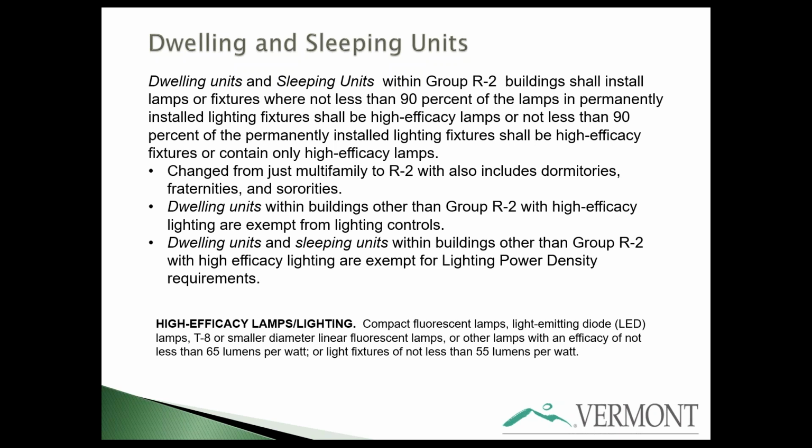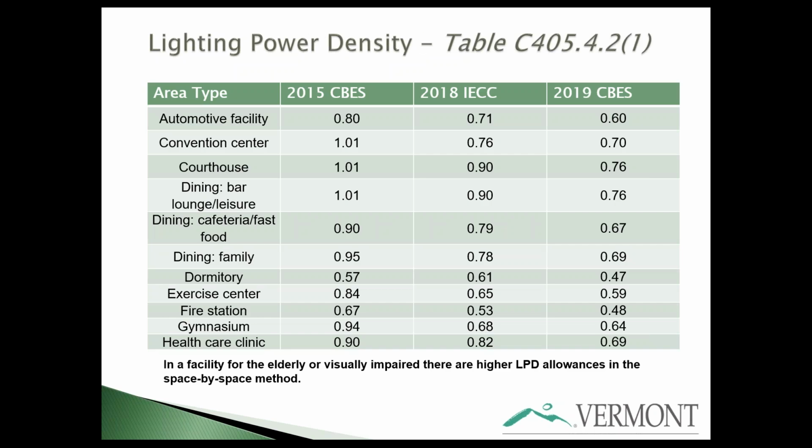Dwelling units within buildings other than Group R2, but that have high efficacy lighting, are exempt from all lighting controls. So if you're not in an R2 and you have a dwelling unit, you don't have to worry about controls if you bring all your lamps, or 90%, up to high efficacy requirements. And dwelling units and sleeping units within buildings other than Group R2 with high efficacy lighting are exempt from lighting power density requirements as well. Now we're going to go into the lighting power density tables.